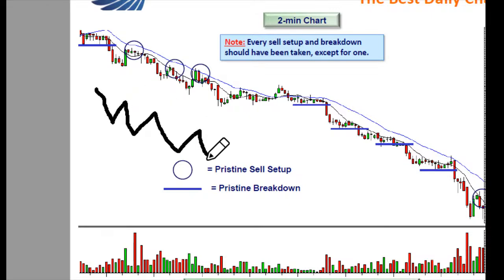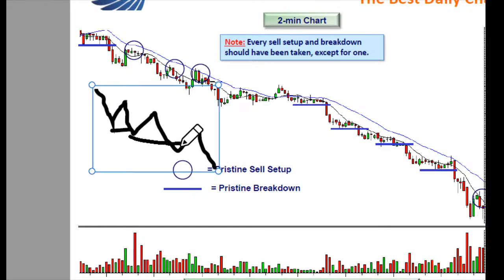Then obviously the mistake that you absolutely don't want to make is to short it under the prior low, because shortly after getting in it, it's going to bounce and you're going to get shaken out, because you're going to think, oh my god, that might be the bottom. So the first step is to make sure that the stock is not vertical.